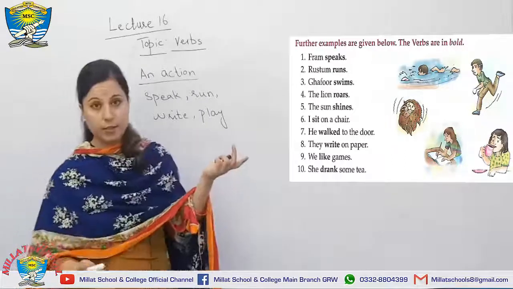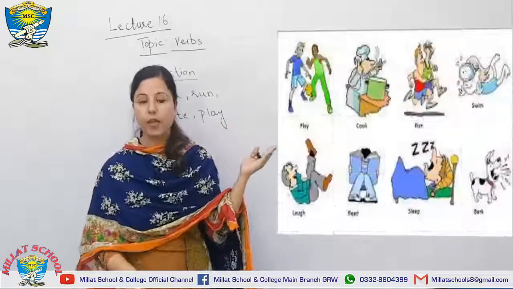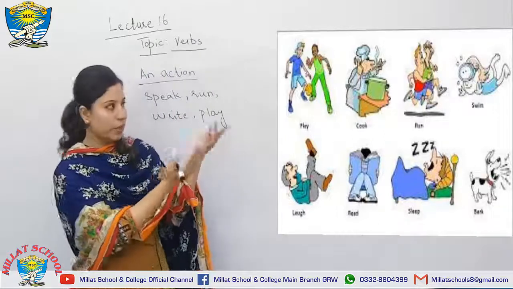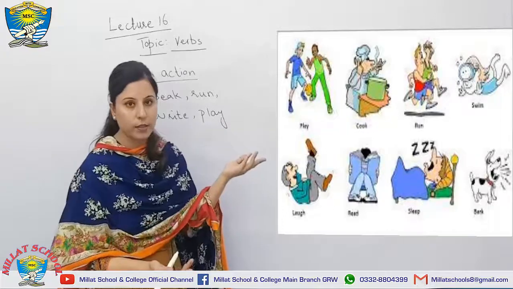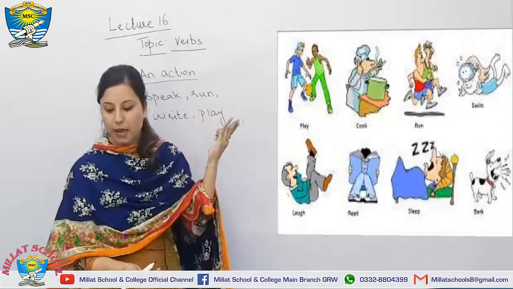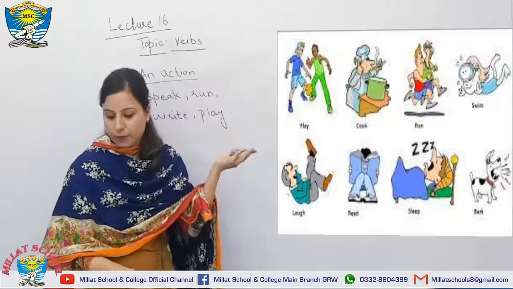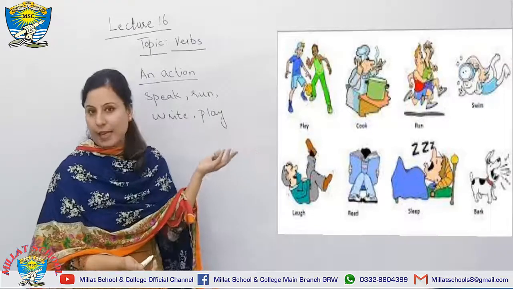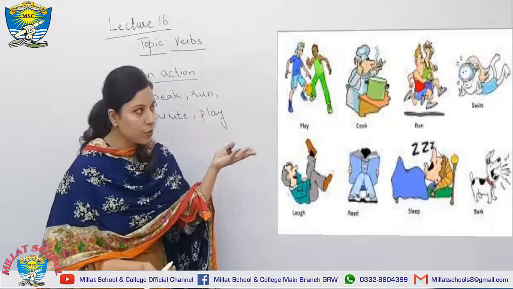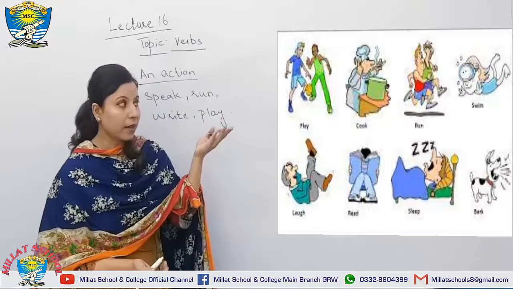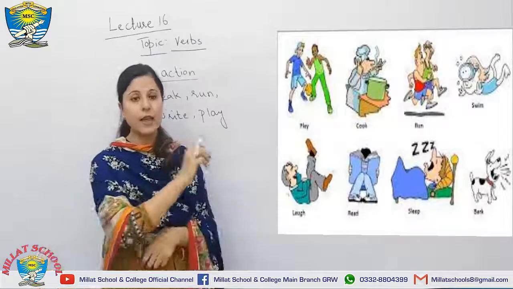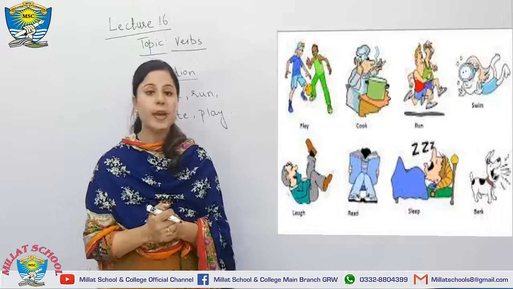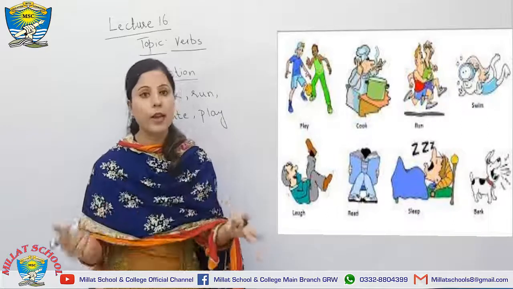The point is this. Have a look at this picture and this image will tell you about that. In this picture the children are doing what? Let's see. Play, cook, run, swim, laugh, read, sleep. And what is the dog doing? He is barking. Bark. I will just highlight the action by using a single verb here, but not add any particular gerund or anything else.